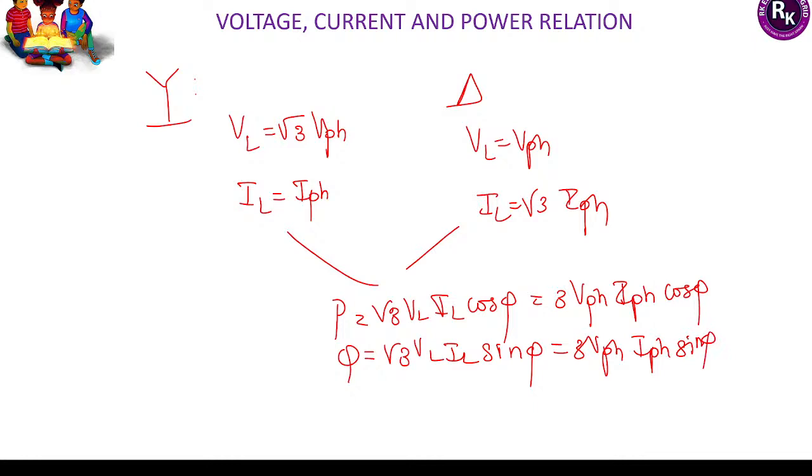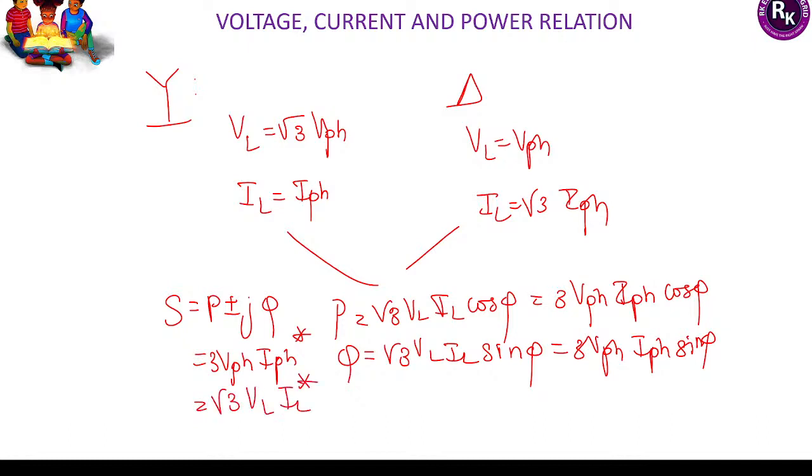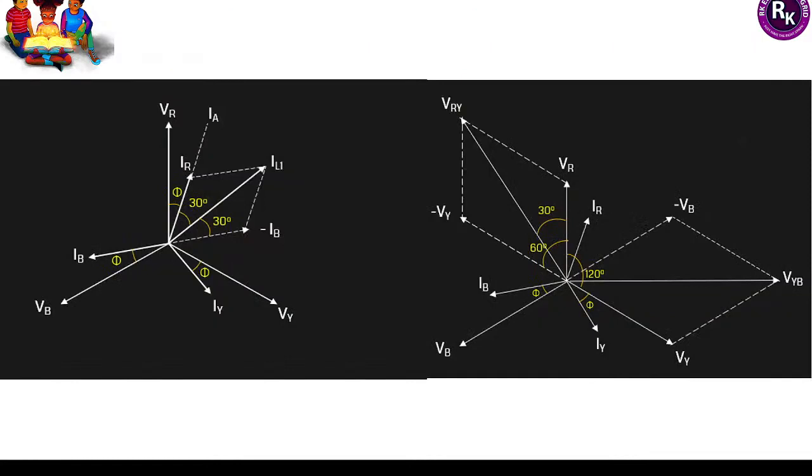Now, apart from this, we'll have one more power, that is apparent power. It will be the combination of real power and reactive power. The alternative way of writing this apparent power is 3 times the per phase voltage into per phase current conjugate, or root 3 times the line voltage into line current, where we have to take the conjugate. So this is the relation between the voltage, current and power when we are discussing star and delta connection.